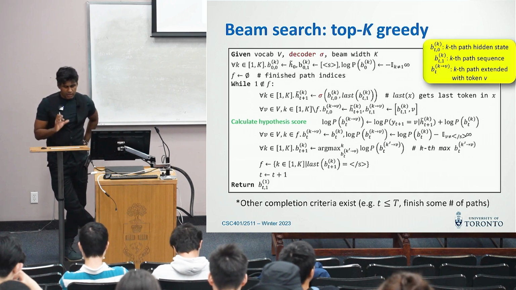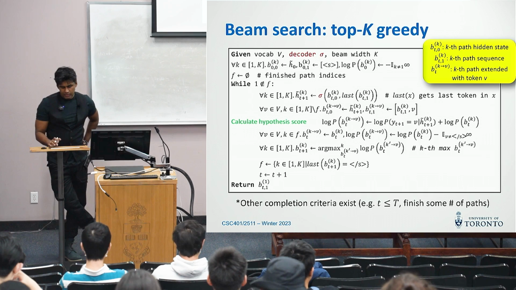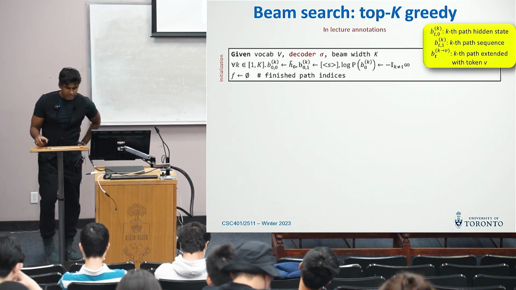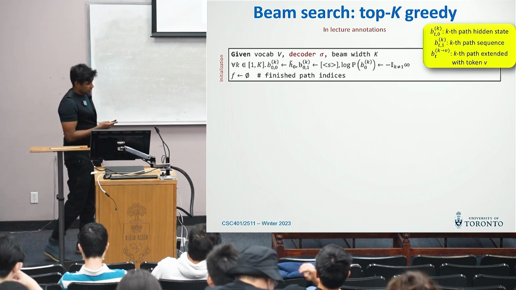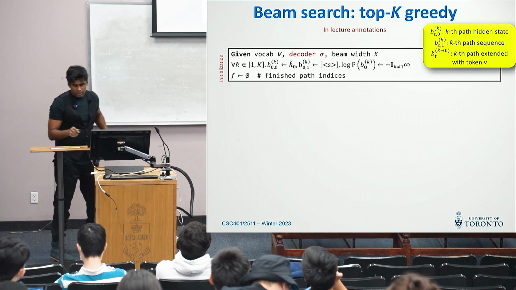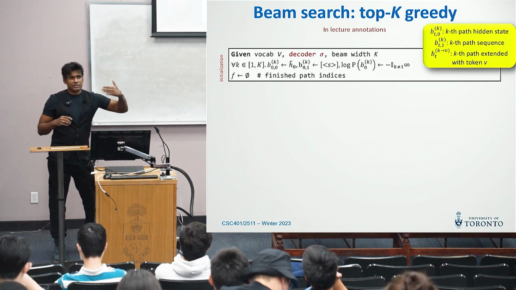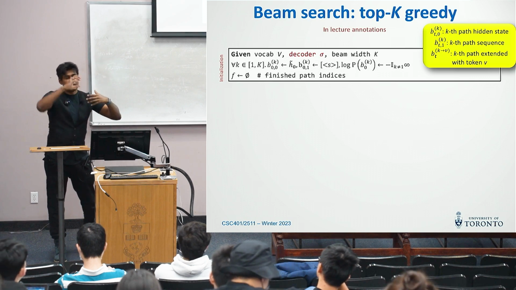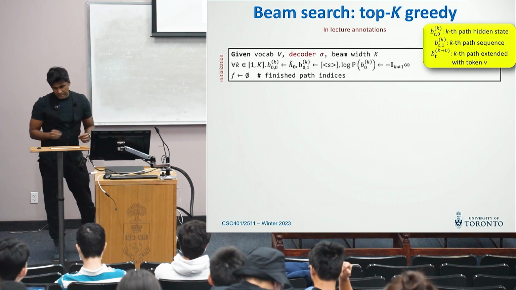Let's just block this out, go block by block, and try to understand this. Okay, so the first part is just initialization, right? So you're given a vocab V, you have a decoder. The decoder is going to take the previous hidden state and the last output word, and it's going to generate a new hidden state, right?